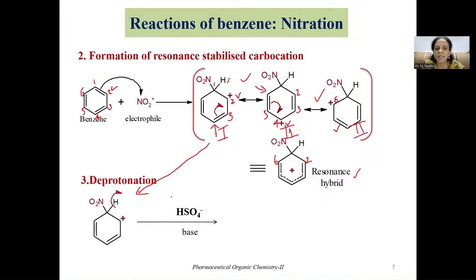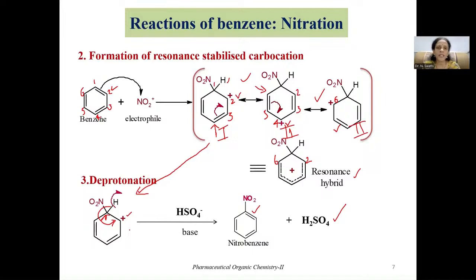So these bisulfate ions cause abstraction of a proton from the resulting resonance stabilized carbocation. When these protons are transferred to bisulfate, it results in the formation of sulfuric acid as the byproduct. The bonded pair of electrons between hydrogen and carbon will migrate in the form of a double bond to compensate the positive charge present at the second position. That is how the third pi bond will be restored in the resulting structure, thus resulting in the formation of nitrobenzene as the product.